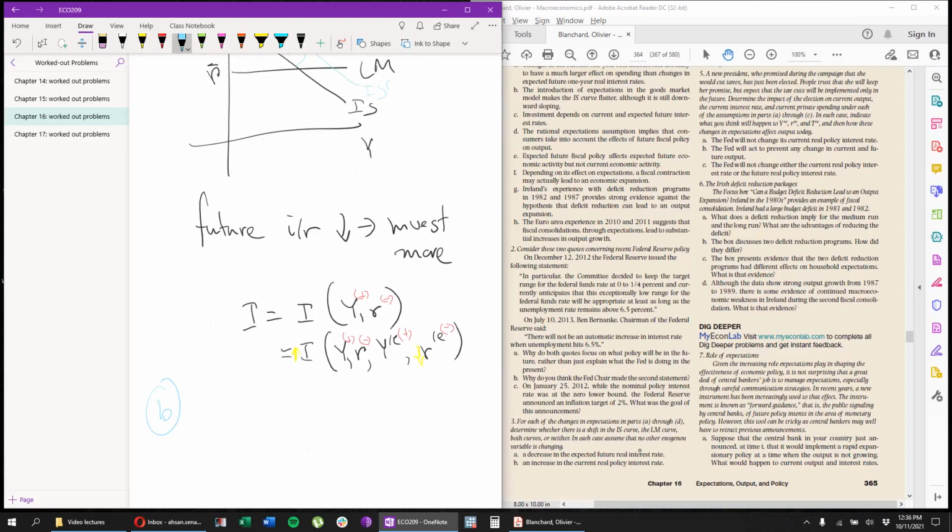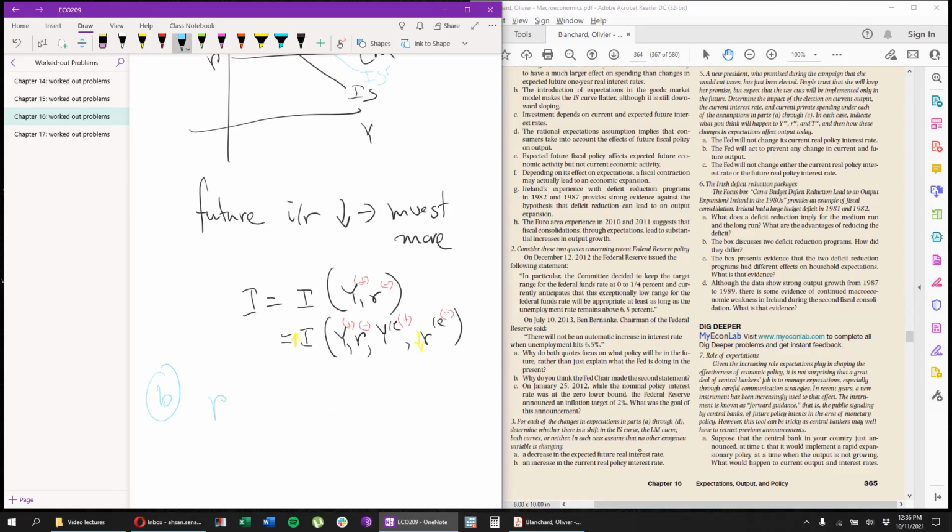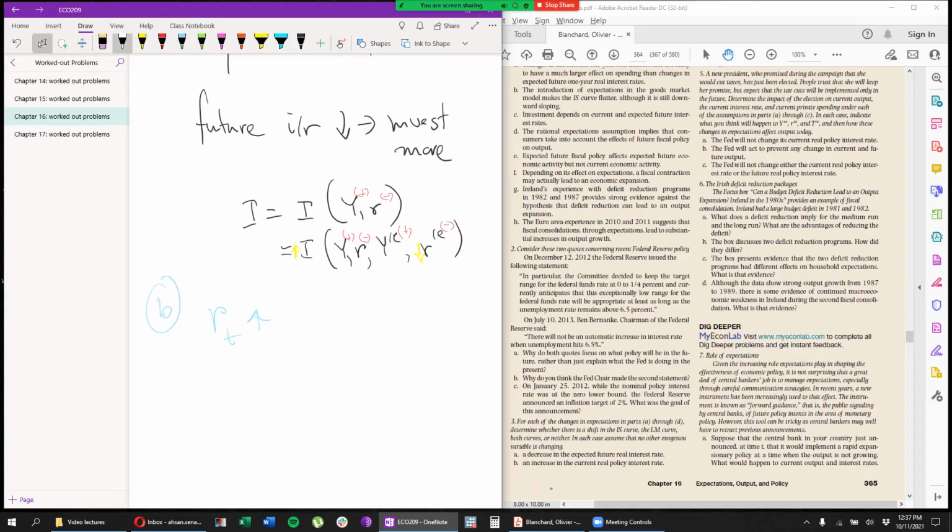Okay, part B, an increase in current real policy interest rate. So now what's happening is the current period, in period T, the interest rate is going up. Is it increasing? Yeah, it's going up. Now this is fairly simple. Let me draw the diagram. Again, we have Y, R, IS, and LM. Nothing is going to happen to IS.